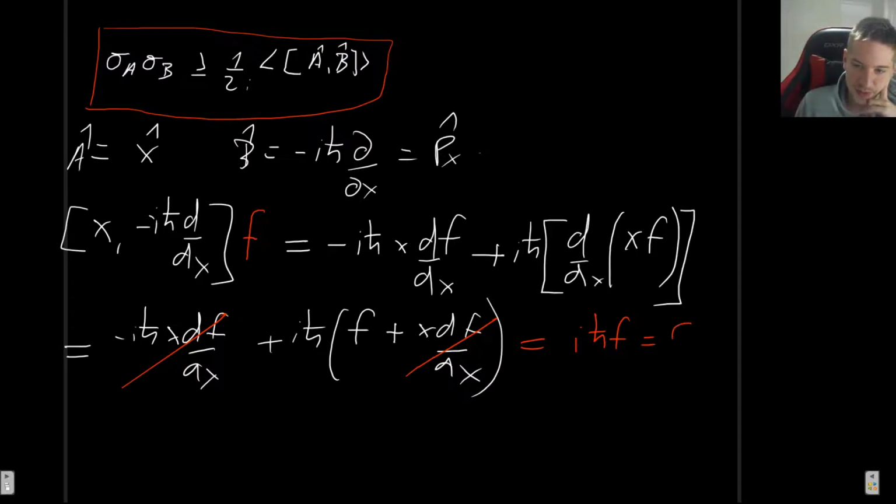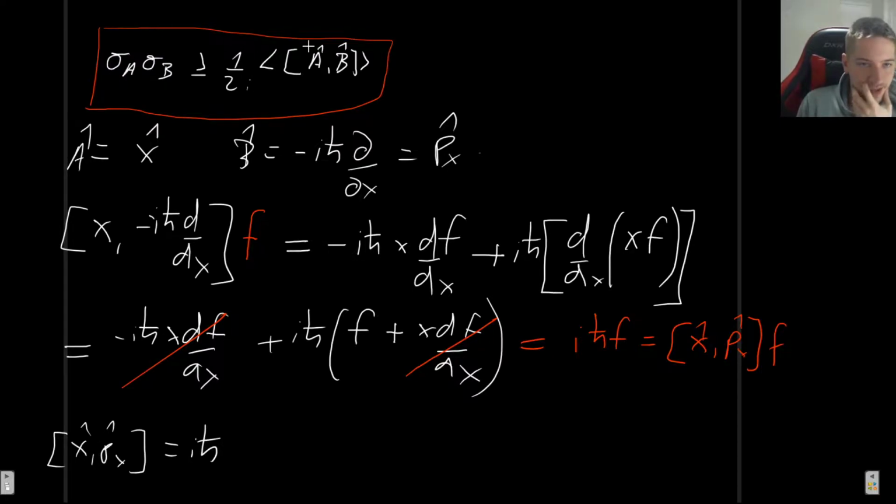And this, remember, is just going to be the commutator of the x and the momentum in x direction operators with some test function. So let us drop the test function, and we will see that this commutator is simply going to be i h bar.